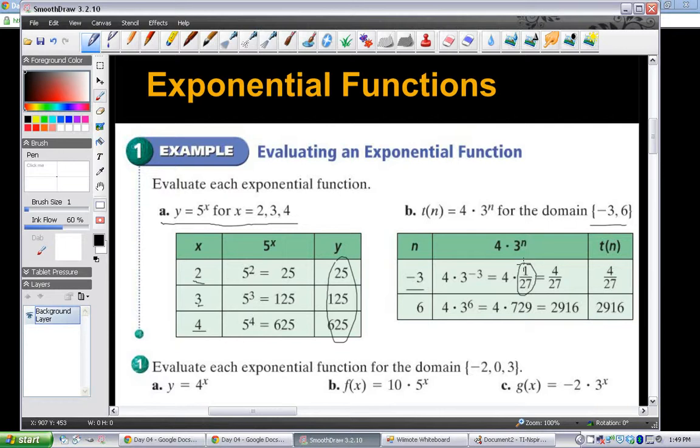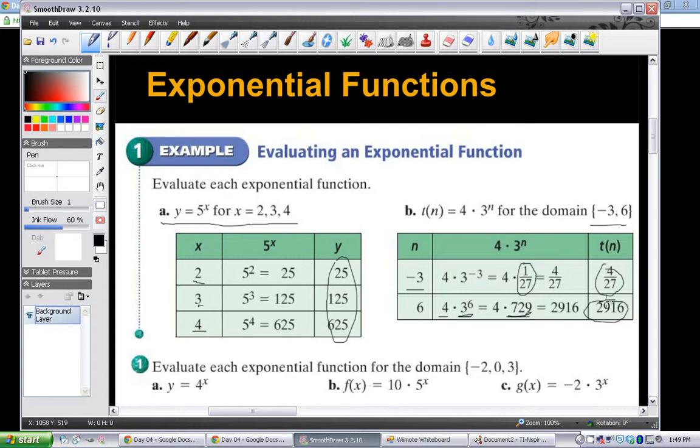We'll talk about that in the next unit. And 4 times 1/27 is 4/27. Same thing here. You have 4 times whatever 3 to the 6th is. 3 to the 6th is 729. So 4 times 729 is 2916, and there is that. So the multiple representations we have translated between here are from an equation to a table.